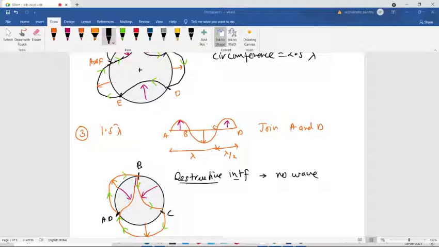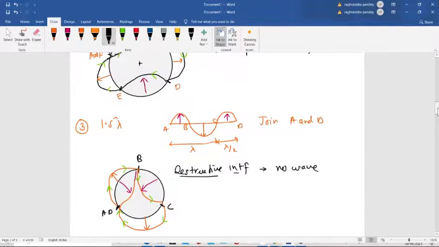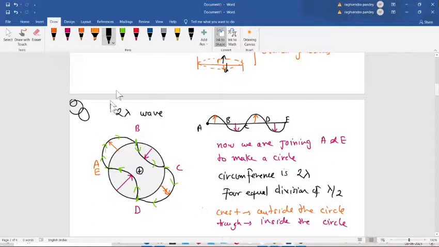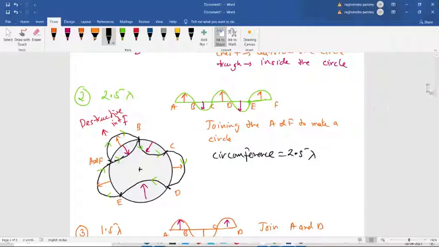Yes, wavelength should be in... Okay, so we can have only a particular value of wavelength. Only then will it exist. We cannot take any random value like 2.5 or 1.5.